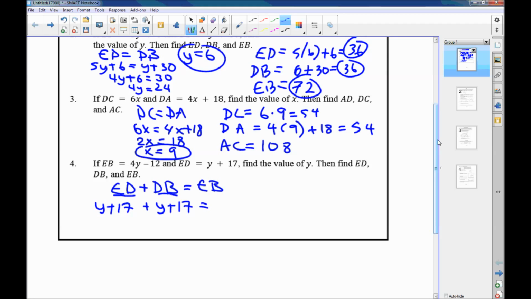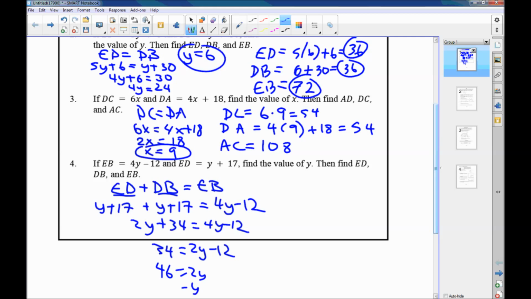So if one's y plus 17, the other is also y plus 17. And then EB is 4y minus 12. All right, so we'll put the y's and the 17s together on the left side. So that's 2y plus 34 equals 4y minus 12. Subtract 2y from both sides: 34 equals 2y minus 12. Add 12 to both sides, so 46 equals 2y, and then divide by 2 for 23.